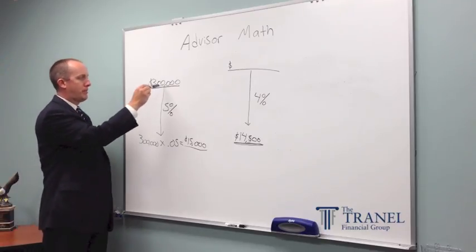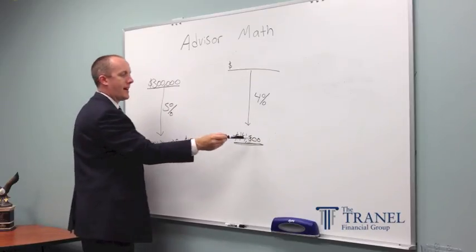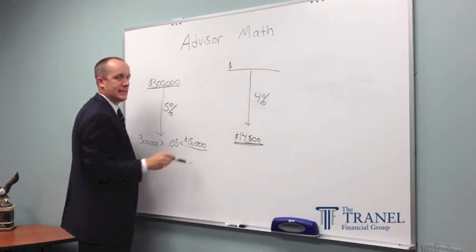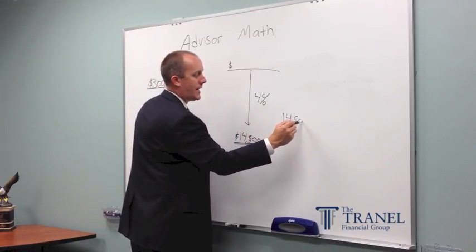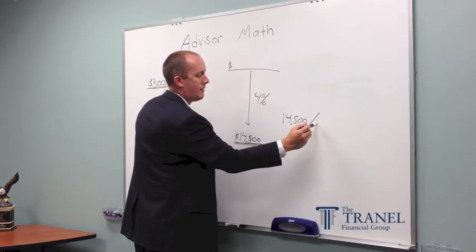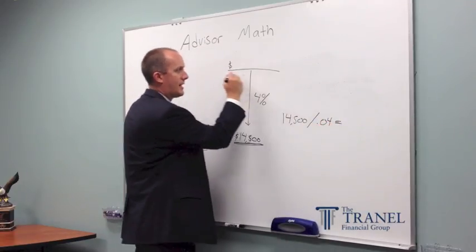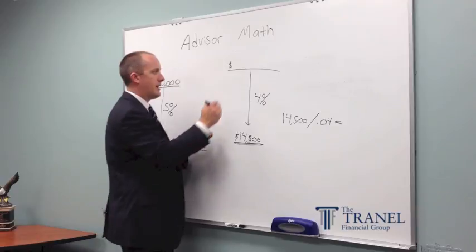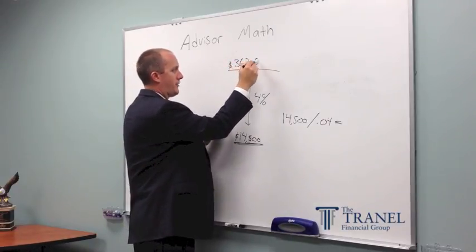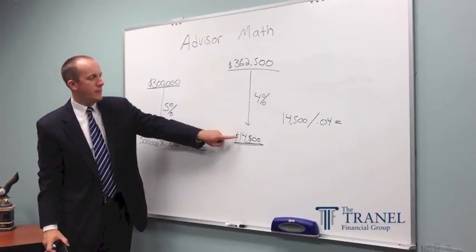Well, just like we multiplied by 5% to get to this number, we need to divide by 4% to get to that number. So all we're going to do is take $14,500 divided by 0.04, 4% as the decimal, and that's going to give us that top line number. 14,500 divided by 0.04 is $362,500.